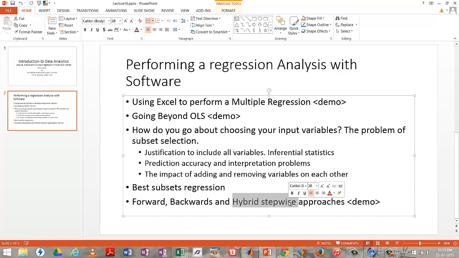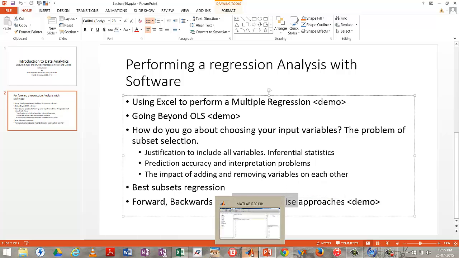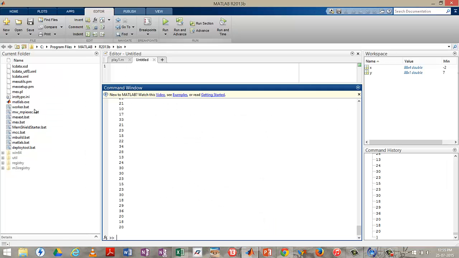So that's hybrid stepwise, and what we're going to do now is demonstrate how you can actually do hybrid stepwise selection in Matlab. Okay. So this is a Matlab screen. If you haven't seen it, this is version R2013b. The part that I'm selecting is called the command window, and that's a place where you can just type instructions and get outputs, and we're primarily going to be dealing only with that space.